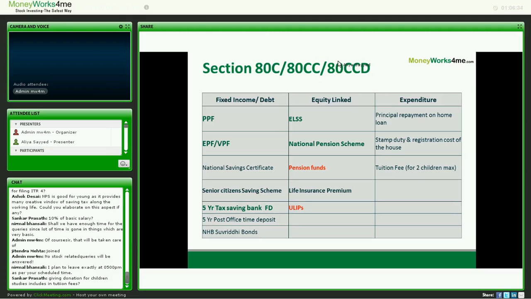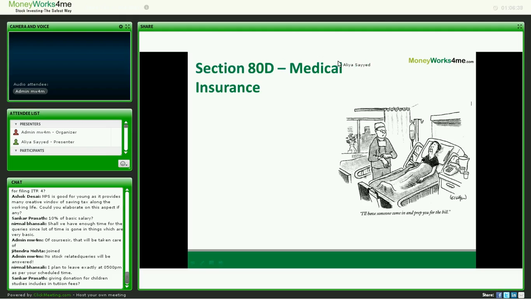Okay, so moving ahead, let's go to our next section, which was related to healthcare. The first is medical insurance. So again, this is something that is available to all of us, and you should try to take maximum advantage of the medical insurance scheme available.